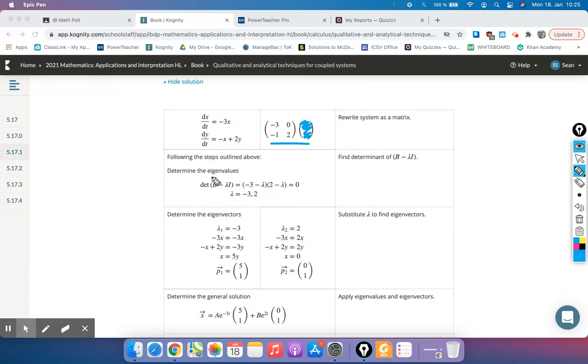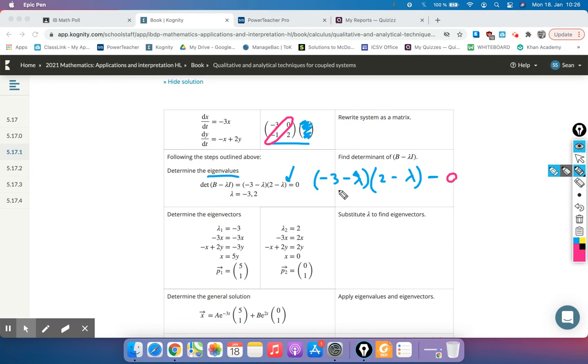Then to find the eigenvalues, we just look at this first diagonal, and we subtract lambda from each one. Then what's missing here is actually you're supposed to subtract the product of the other diagonal. So 0 times negative 1 is 0. That's why they leave it out, but they don't really even tell you. That's going to come up on the other examples.